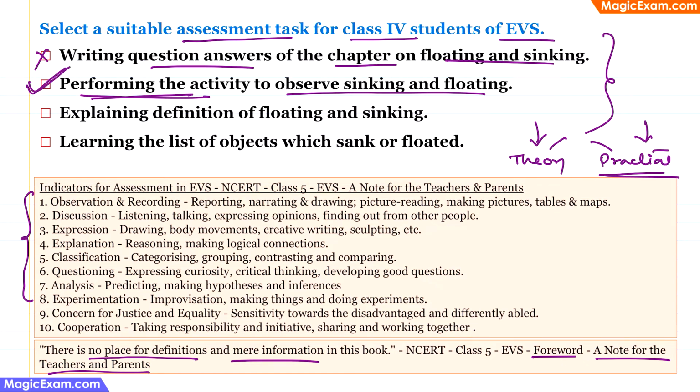The next option is explaining the definition of floating and sinking. So, explaining the definition of floating and sinking is again theory. And it is also mentioned in the textbook that there is no place for definitions. Therefore, this cannot be the answer choice.